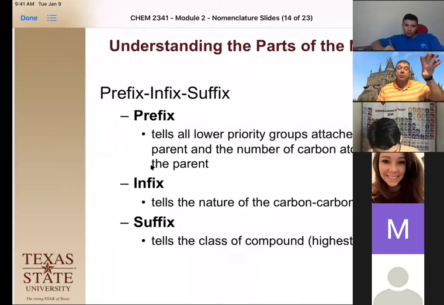So you can think of it as the prefix also has the substituents and the number of carbons. The infix tells you whether you have carbon-carbon single bonds, carbon-carbon double bonds, carbon-carbon triple bonds, and the suffix tells you which functional group it is.